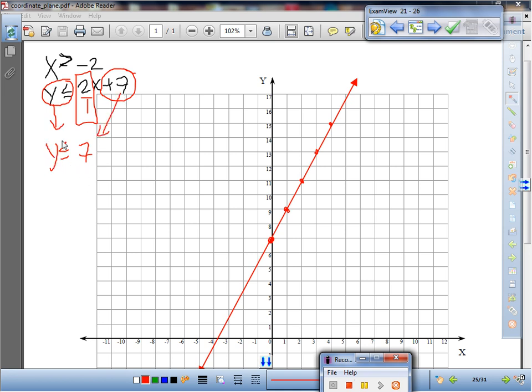So now let me read this. Y is less than or equal to 7. Where's 7 of y? Right here. What numbers are less than or equal to 7? Everything down here. And in what region are all these numbers found? Down here. So you shade everything down here.